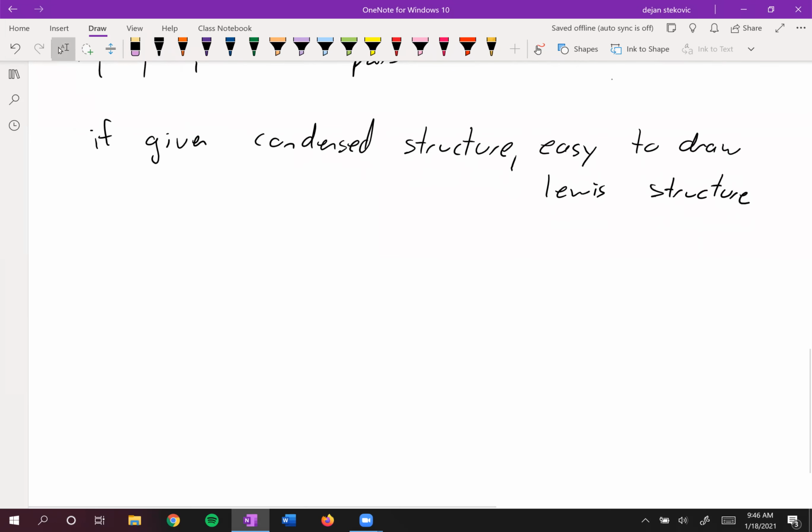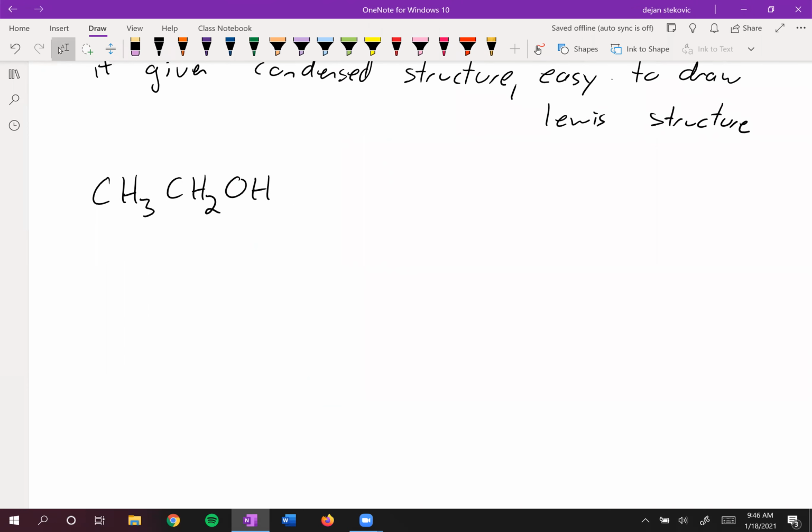So for example, if we're given the condensed structure of ethanol, that would be CH3CH2OH. And you can see how it kind of gives you the answer, right? Don't focus on the hydrogens because they're terminal. You just draw out the other elements and then add in the hydrogens at the end, right? So we have this carbon that we start off with, and this carbon is, of course, going to have 4 bonds. And next to this carbon, it's got another carbon, so we'll add that there.